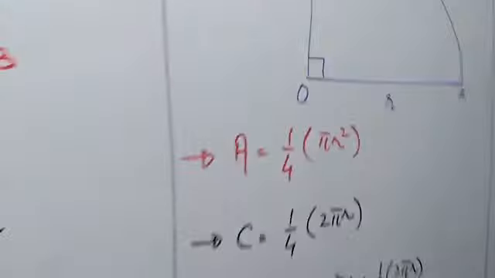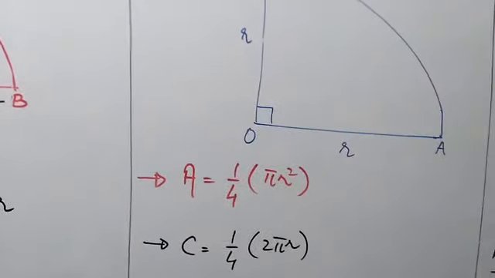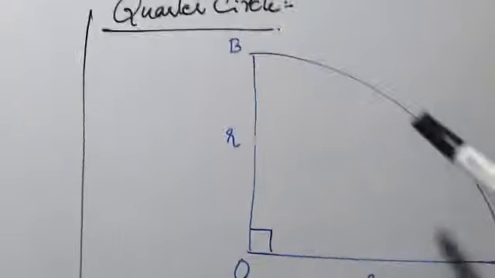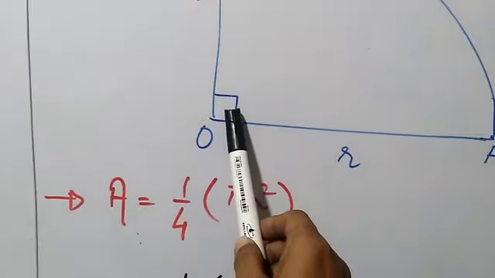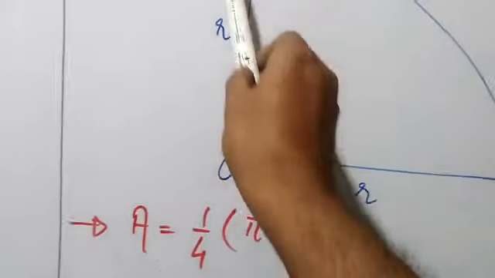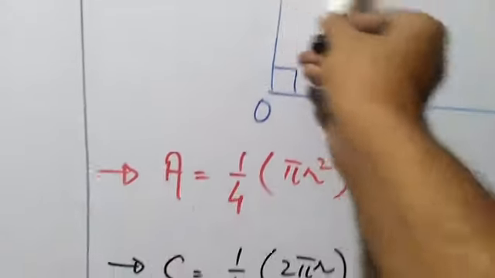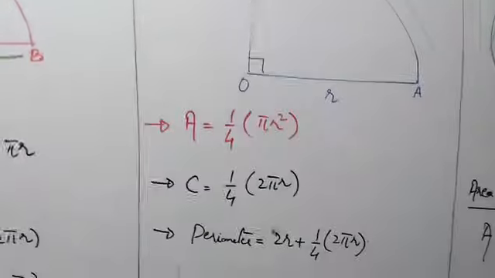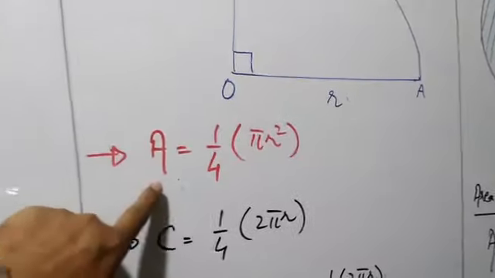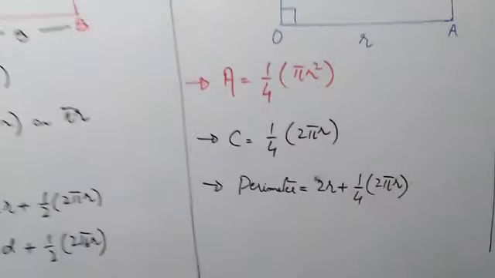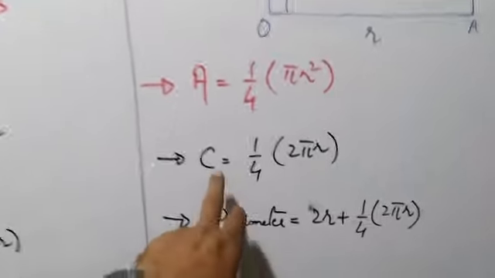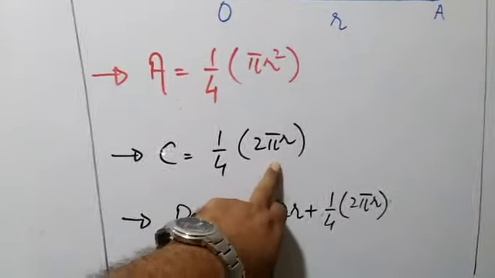Now again, the next topic is the quarter circle. What is the meaning of the quarter circle? It means 1/4 part of the circle. We can see the diagram on the board, right? OA is the radius, OB is the radius, and they make an angle of 90 degrees. And AB is known as the one-fourth part of the circumference. Is it clear? Now the area: area is equal to 1 upon 4 of pi r square, because it is the 4th part of a circle, right? Circumference is equal to 1 upon 4 of 2 pi r.